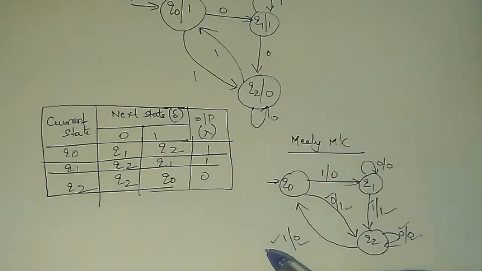So the transition table is entirely different from the Moore Machine. Okay, so we'll see some examples of Moore Machines and Mealy Machines. Later on we have conversions from Moore to Mealy and Mealy to Moore. So the Moore Machine and the Mealy Machine are two important concepts.